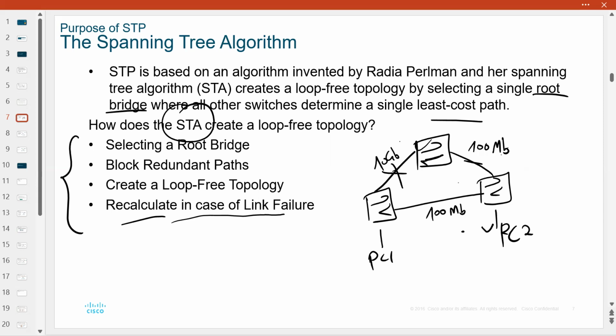It then uses those link speeds to select which link to block. We should not block the 10 gigabyte link. So one of the two 100 megabyte links should be blocked. That makes sense, so that we make use of the links with low cost and more speed. So basically, in a nutshell, this is what STP does and how it works.